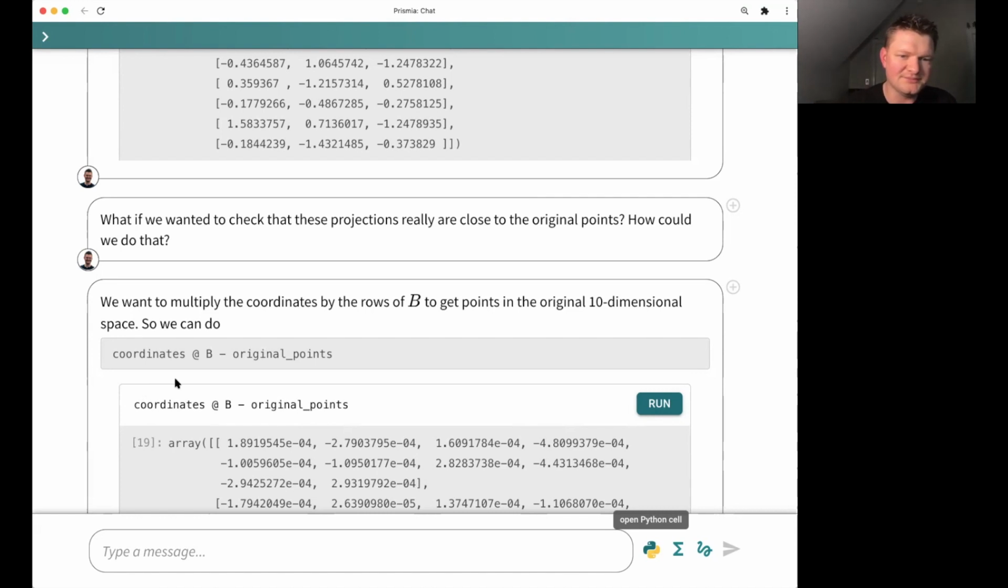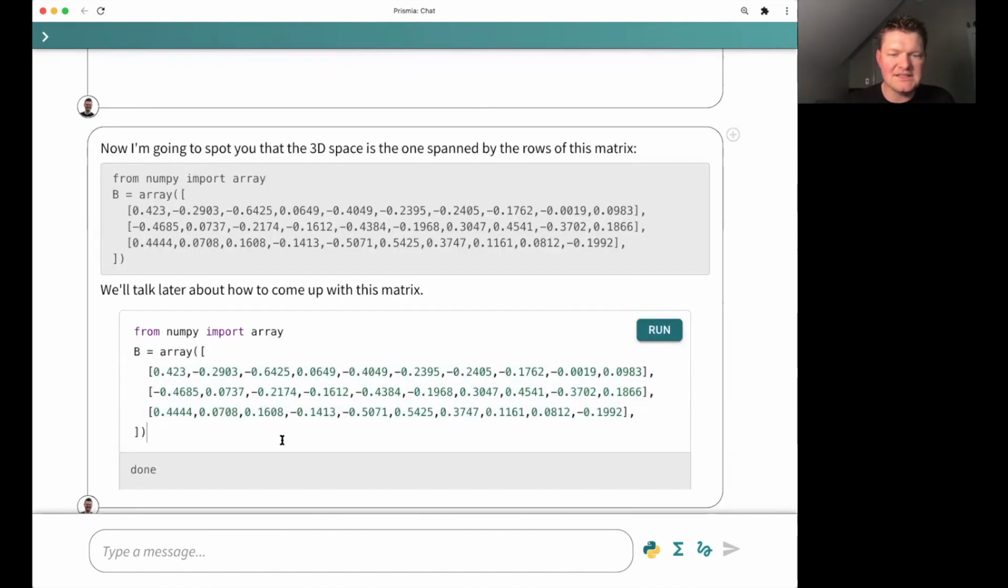We'll get into that in DATA 1010, but the short answer is it's using the singular value decomposition.